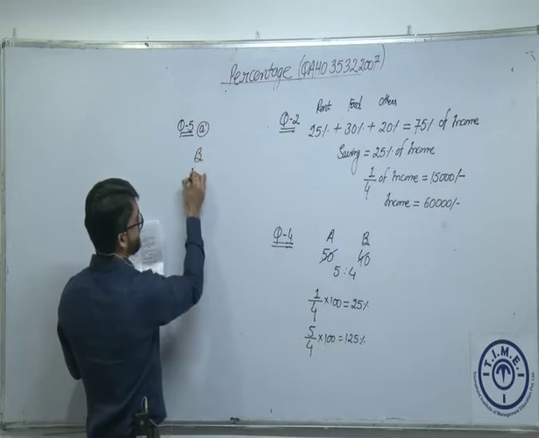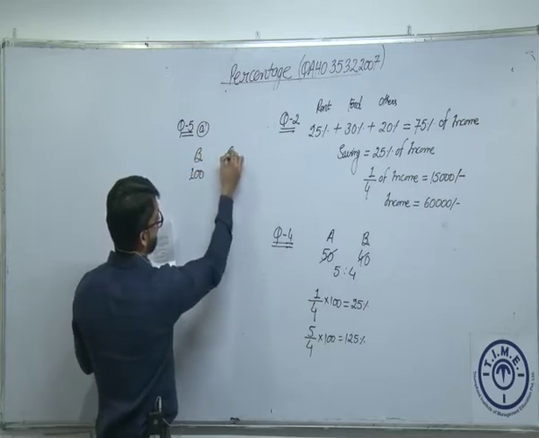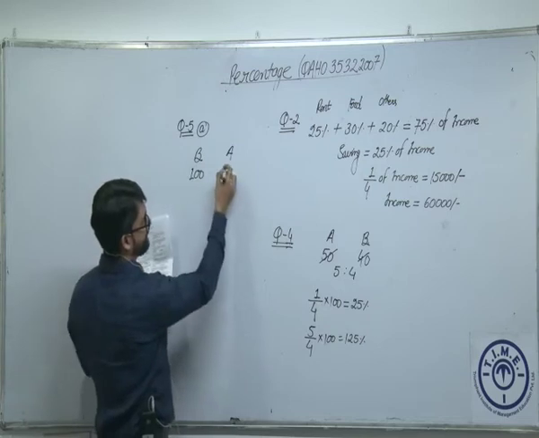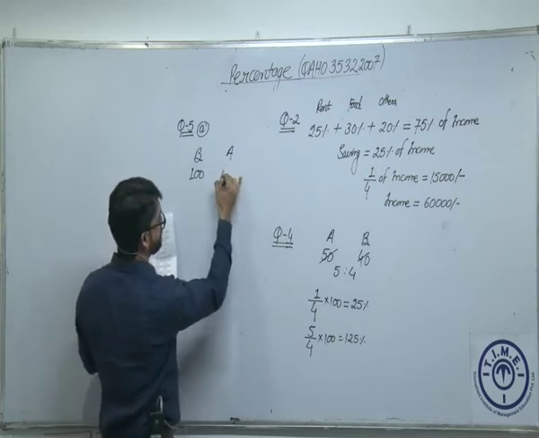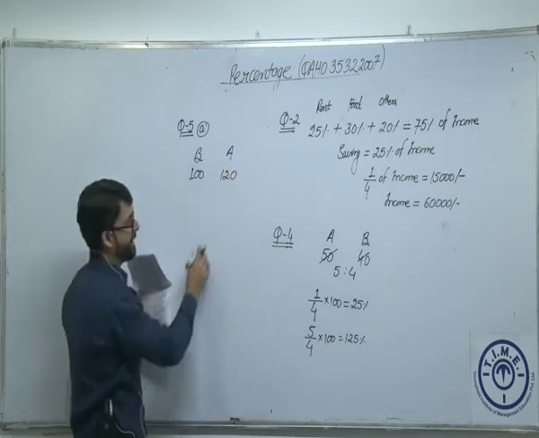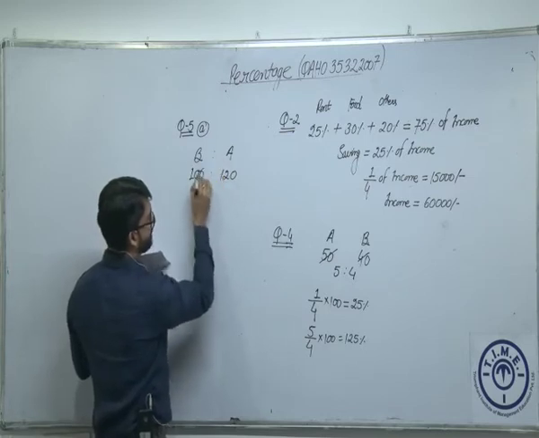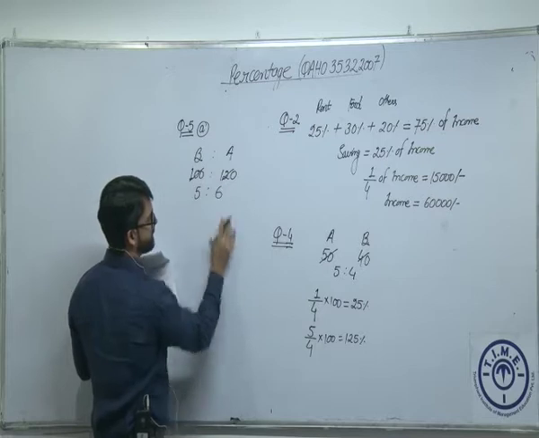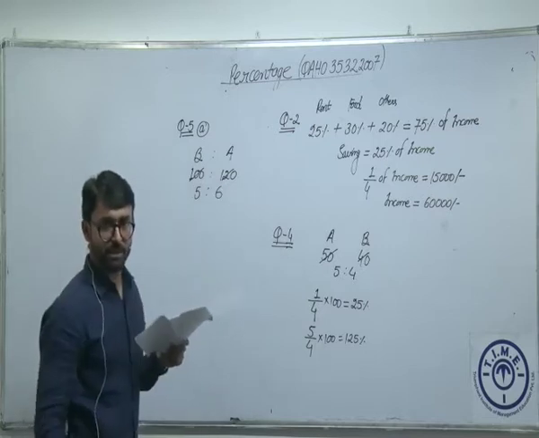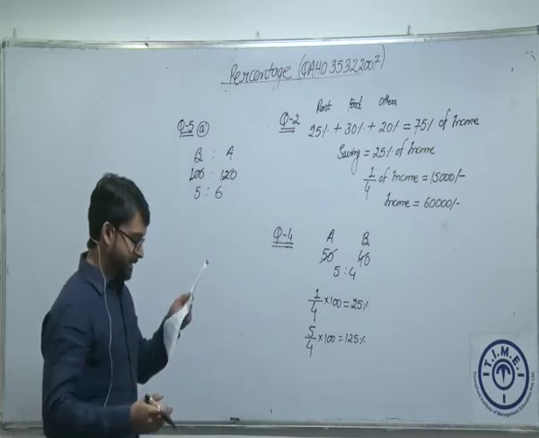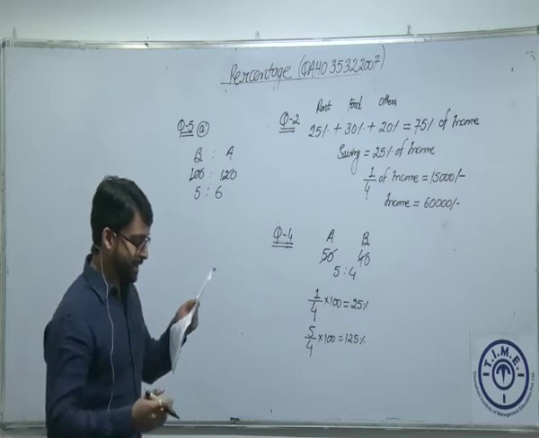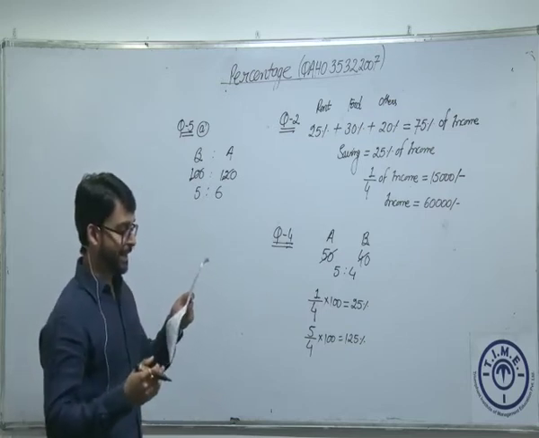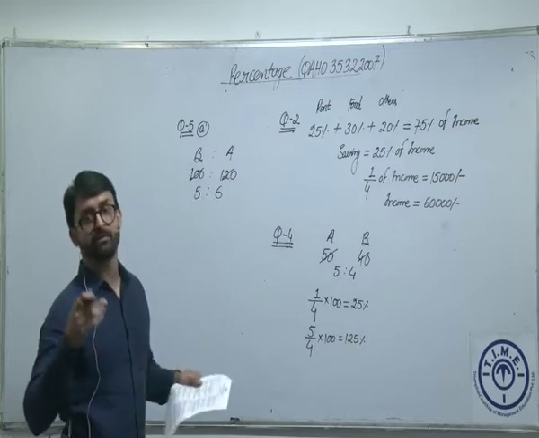Salary of B, let's say is 100. So salary of A is 20% more. 100 ka 20% is what? 20. This is equal to 120. Now can we take ratio? Yes, we can take ratio. Ratio is what? 5:6. Is that okay? Now the question is, by what percentage B's salary is less than that of A?